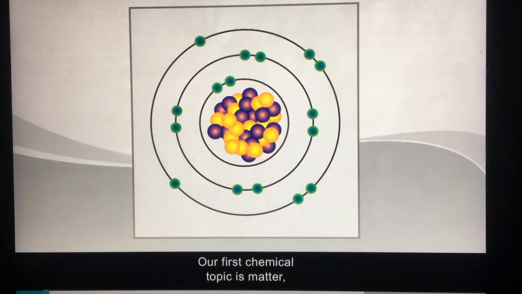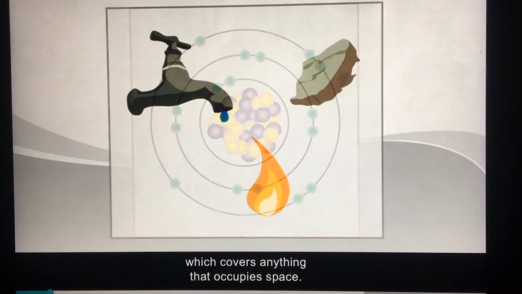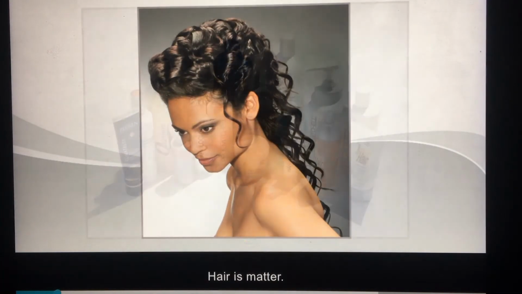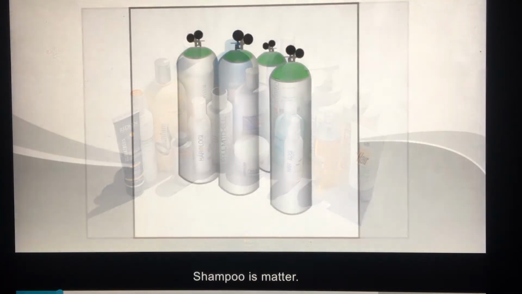Our first chemical topic is matter, which covers anything that occupies space. All matter exists in 3 forms: solid, liquid, or gas. Hair is matter. Shampoo is matter. Oxygen is matter.